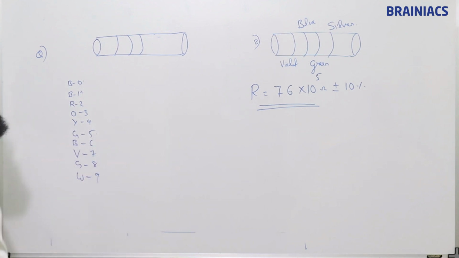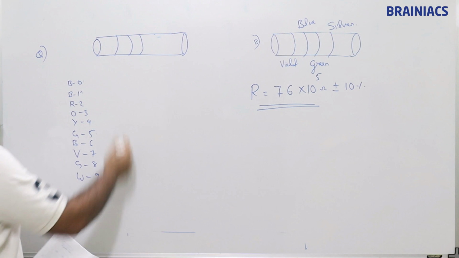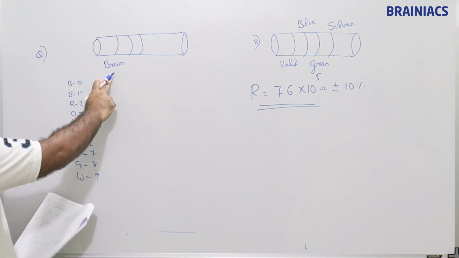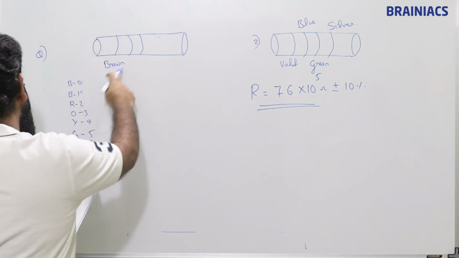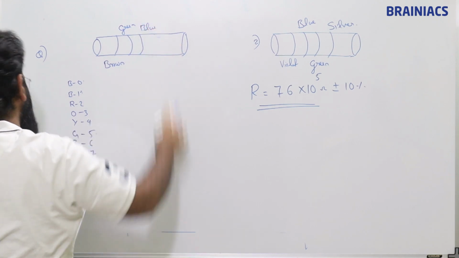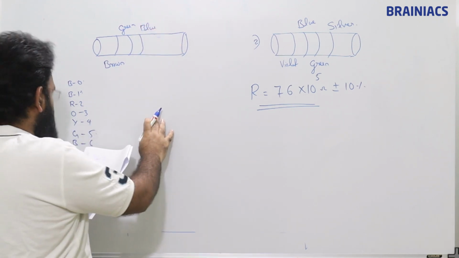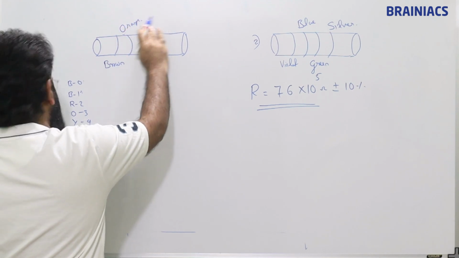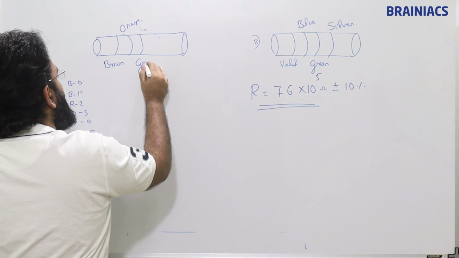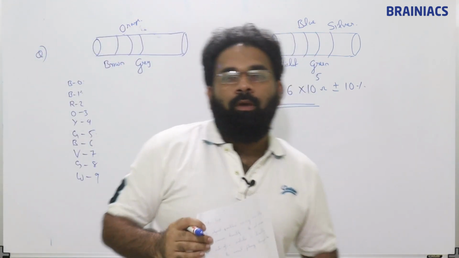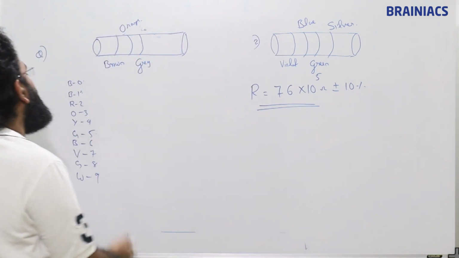Okay, so three bands are there. The fourth one is actually without any color. The first one is brown, the second one is green, and this is blue. Then brown, orange. The last one is grey. The fourth band is without any color. So what will be the resistance?